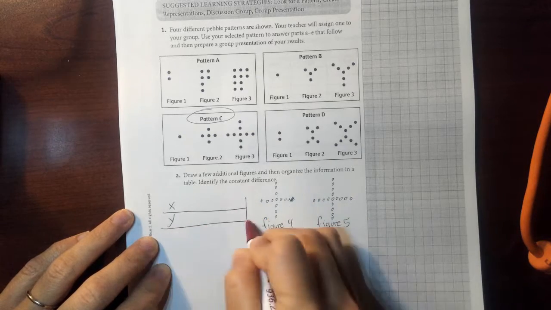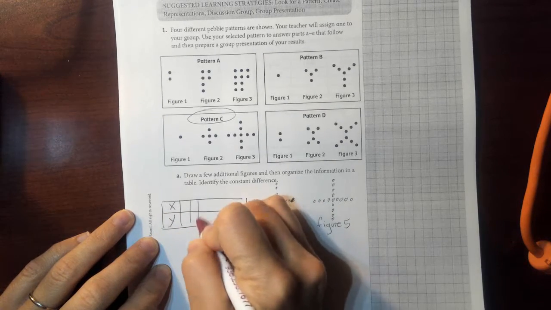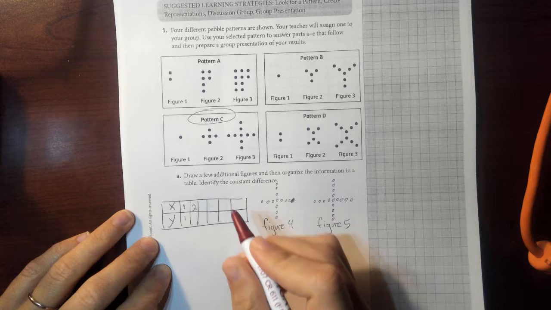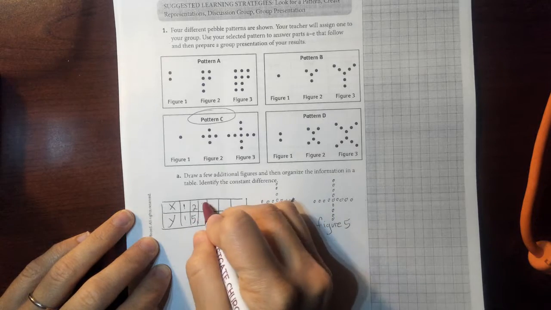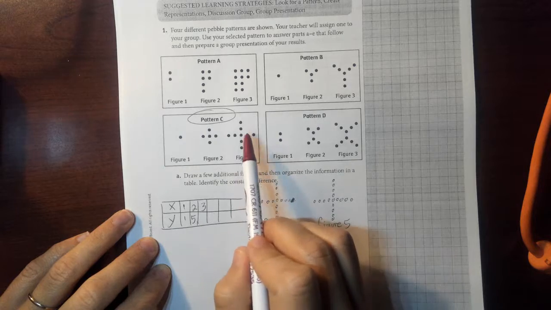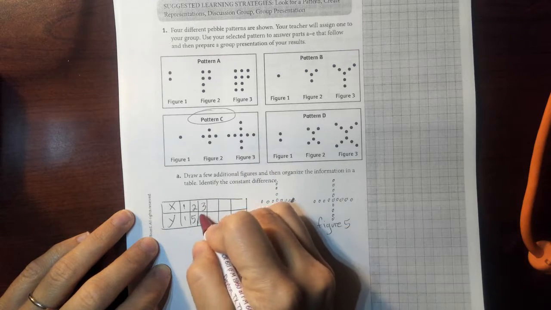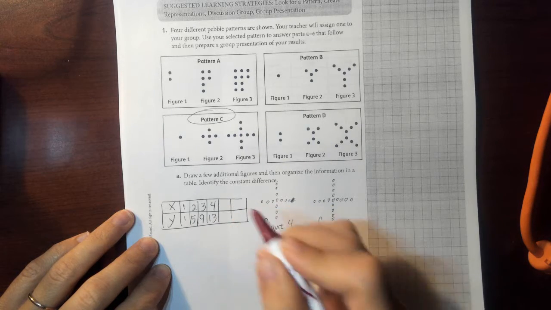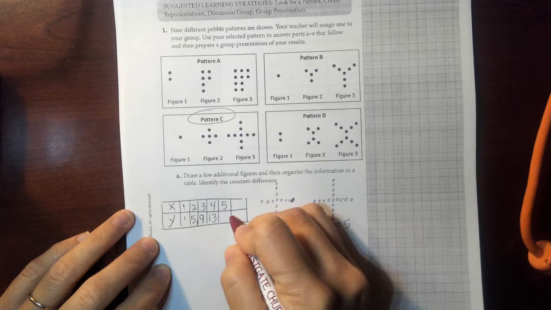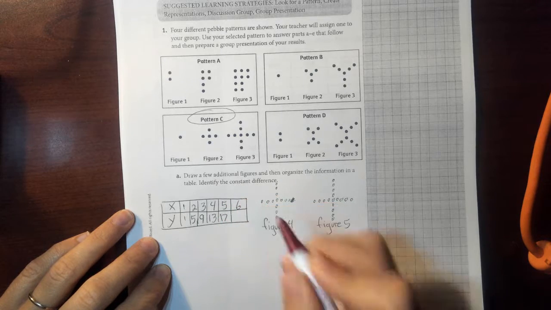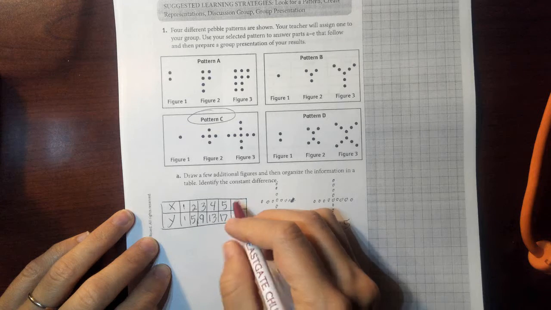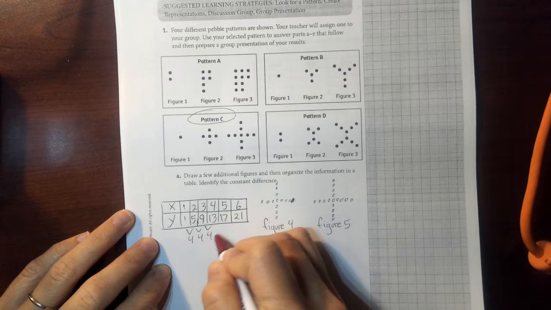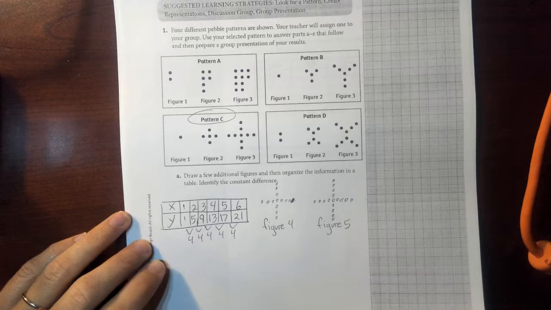So we got X and Y here. Okay, so our first one had 1, our second one had 5, our third one had 4 more than that, so that would be 9, and then our fourth one will have 4 more than that, that will be 13. 4 more than that will be 17. And 4 more than that will be 21. So we're just adding 4 each time. That's the pattern for this figure.